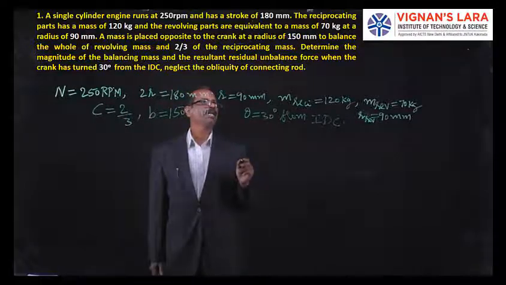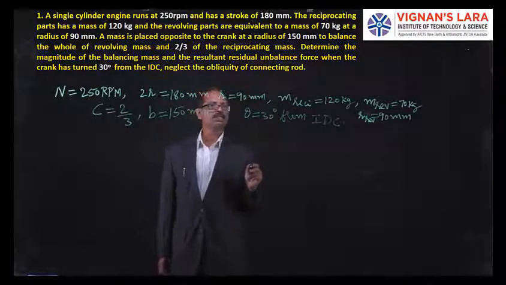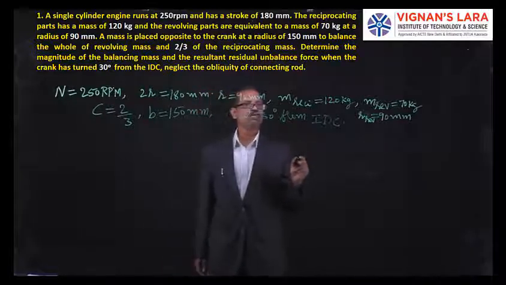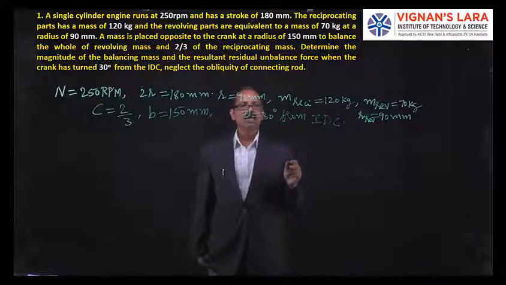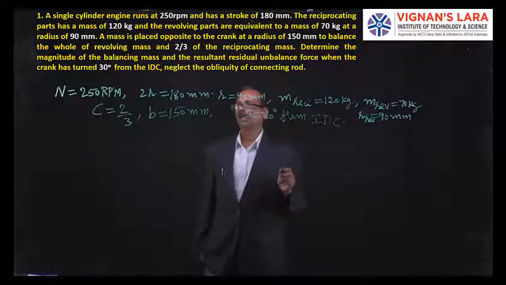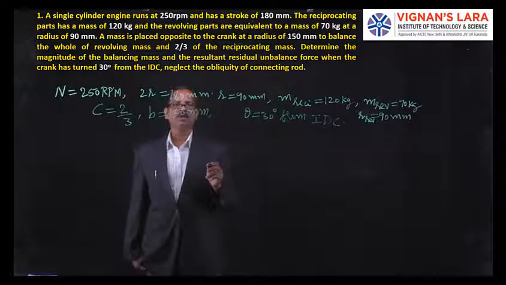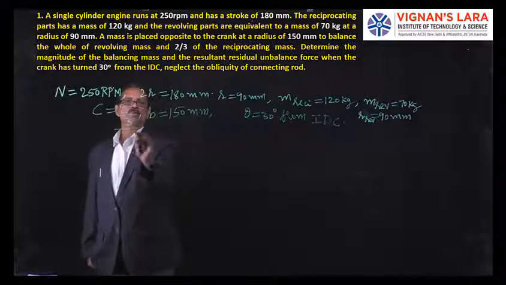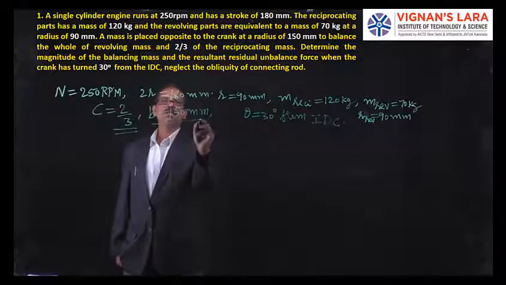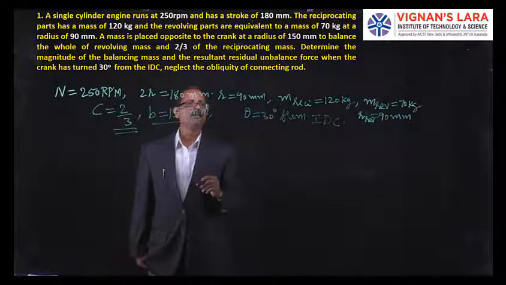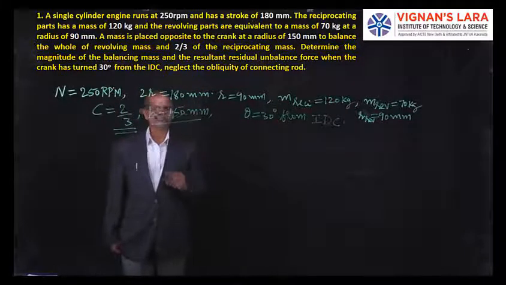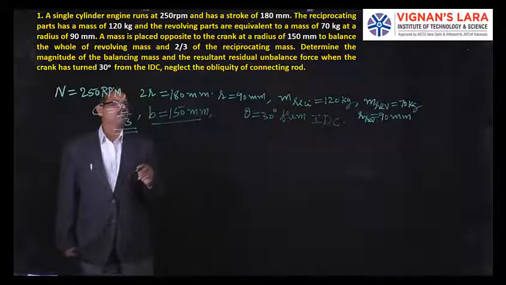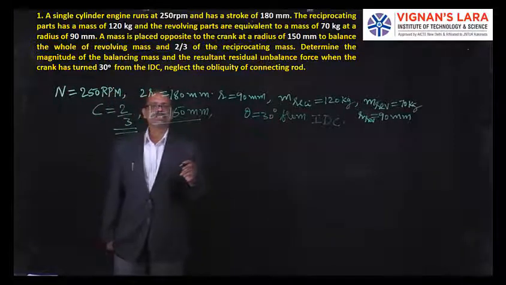Then the reciprocating mass is 120 kg. Revolving mass is 70 kg. We know that the revolving mass is taken at the end of the crank, that is r is 90 mm. So the complete revolving mass is to be balanced and partially the reciprocating mass is to be balanced. That partial amount is 2/3 and the mass is to be kept at a distance of 150 mm. So for the given data you are supposed to find out what is the mass required to balance the system and what is the resultant unbalanced force left over.